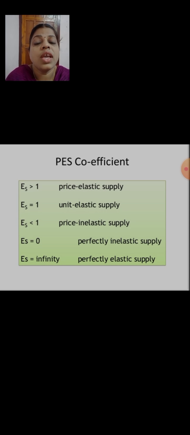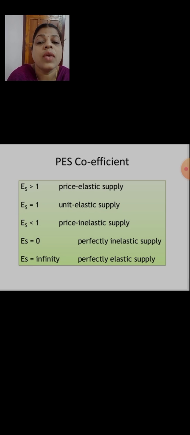This is actually a measure to compare the changes that happen to the supply according to the changes in the prices. And here the range is from 0 to 1 and infinity. The various measures of comparison are made using the numbers 0, 1 and infinity.